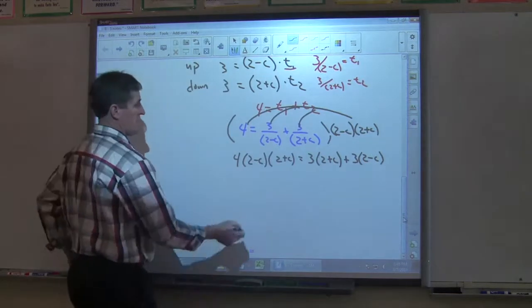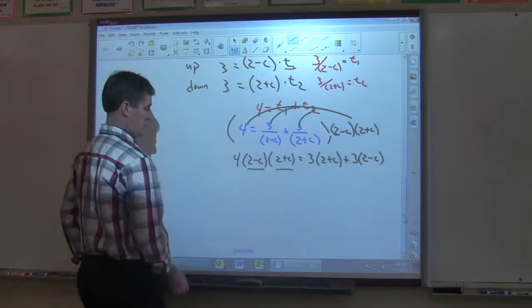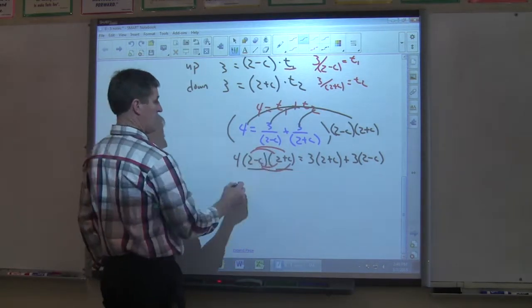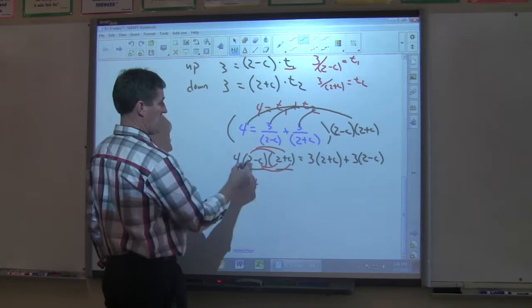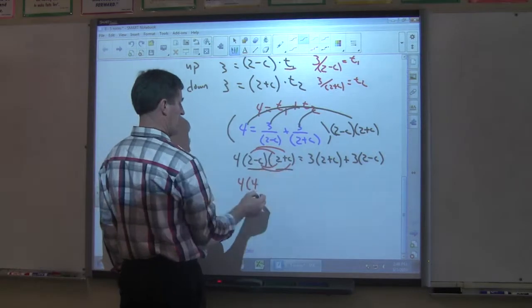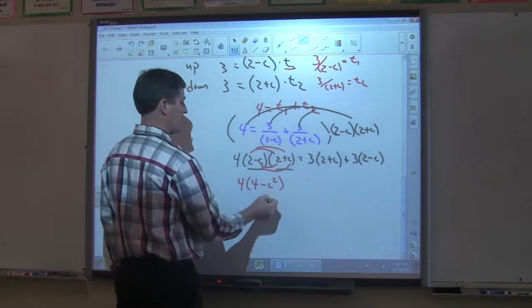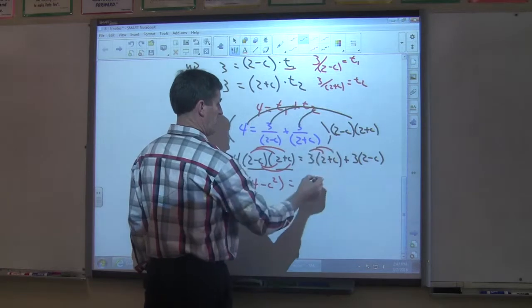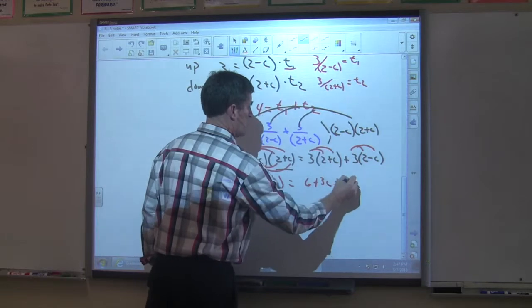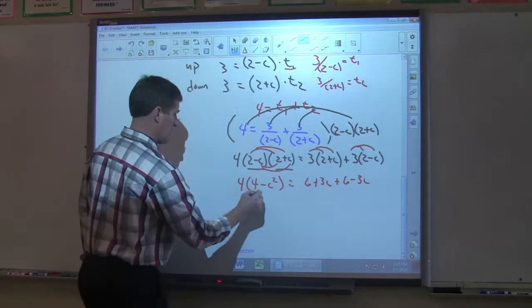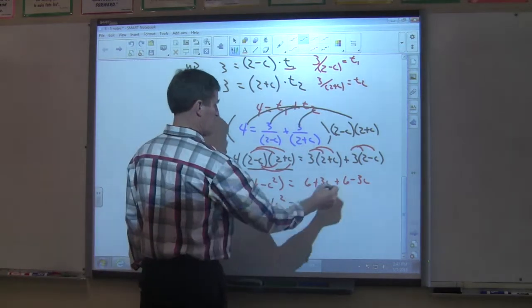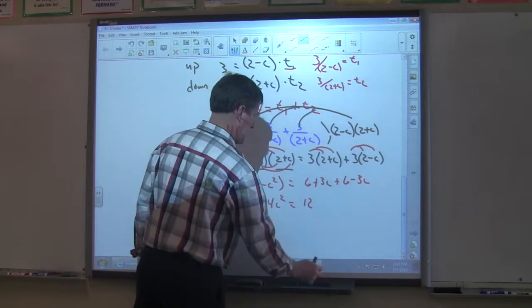And now we can solve this. So I'm going to multiply these together first. Again, they're conjugates, so we get 2 times 2 is 4, and then we get a positive 2c and a negative 2c, which will cancel, and we get negative c times c is a negative c squared. Equals, distribute the 3, 6 plus 3c, distribute the 3, 6 minus 3c. So on this side, I'm going to get 16 minus 4c squared equals 12, and the 3c and the minus 3c cancel.